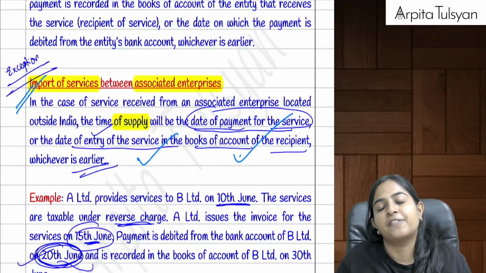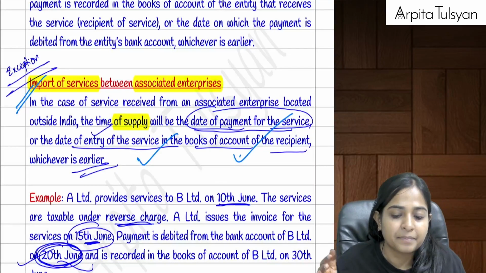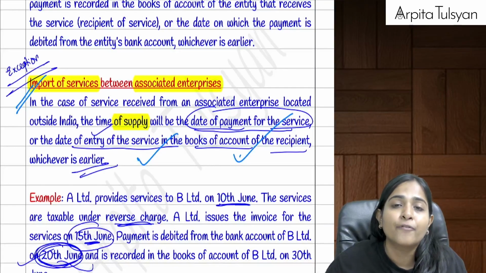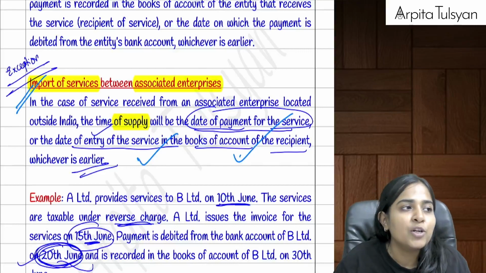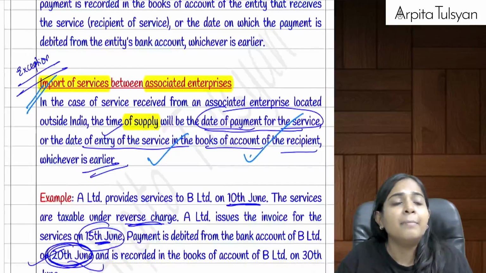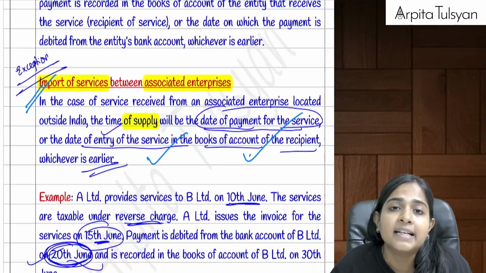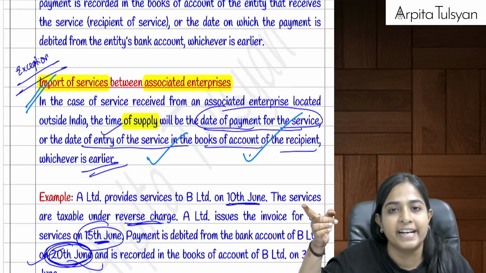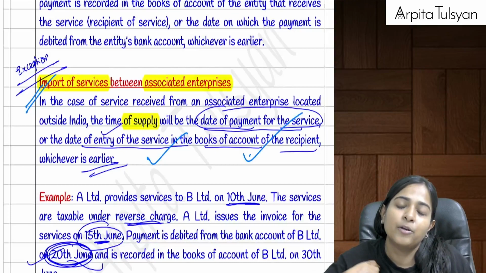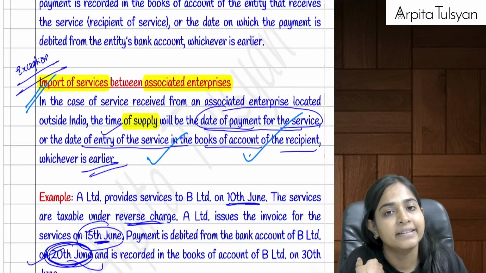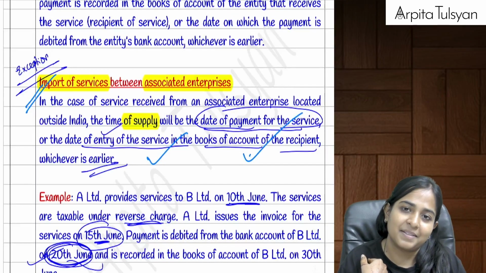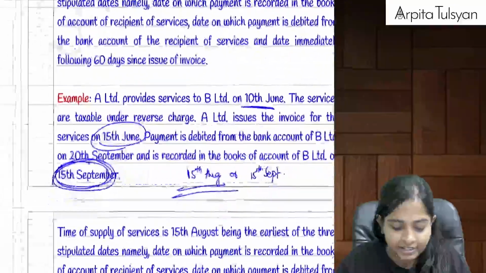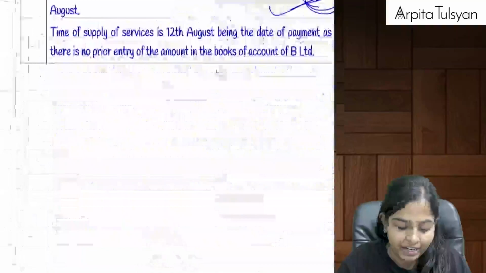So this time of supply is applicable only when there is import of service from an associated enterprise. Again, you might get a doubt, ma'am, why are we studying this under reverse charge mechanism? Because the service provider is located outside India, so you, the service recipient in India, are liable to pay the taxes under reverse charge mechanism. Very clear with this? If you have understood it till here, then it will become very, very simple ahead.